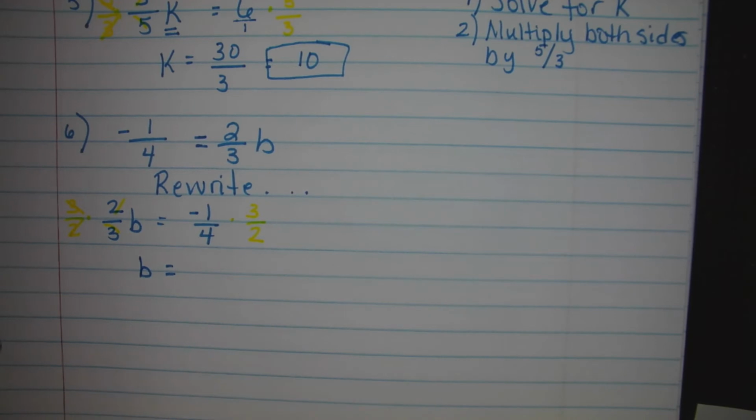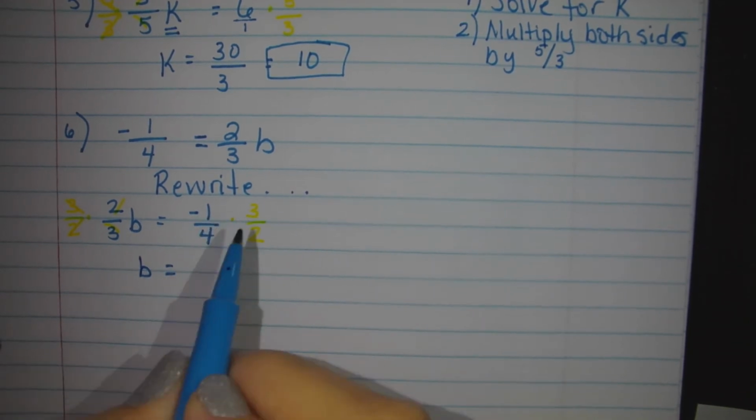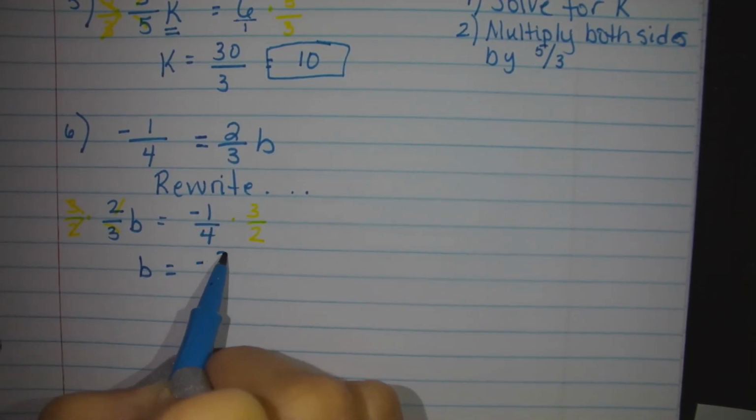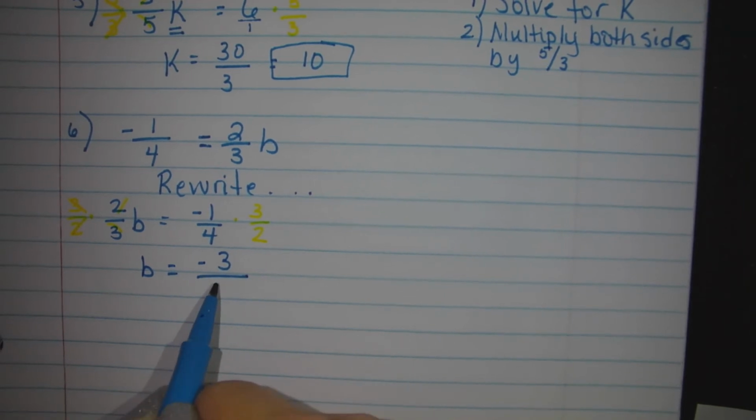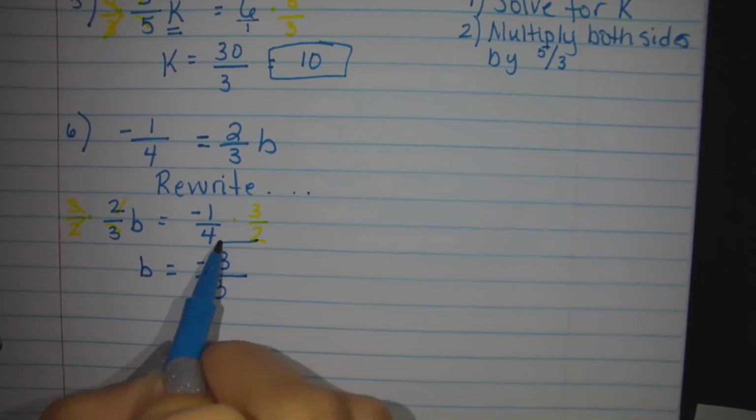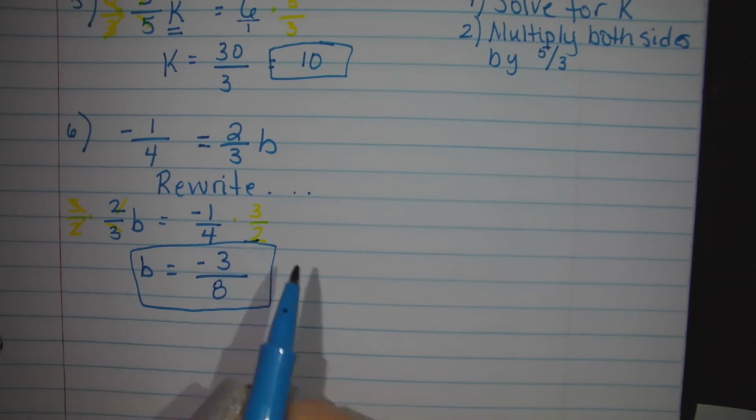B is equal to, multiply straight across, -1 times 3 is -3. 4 times 2 is? Any questions? One step. What do you think we're going to do after one step? It's more multi-step, so 2 or more.